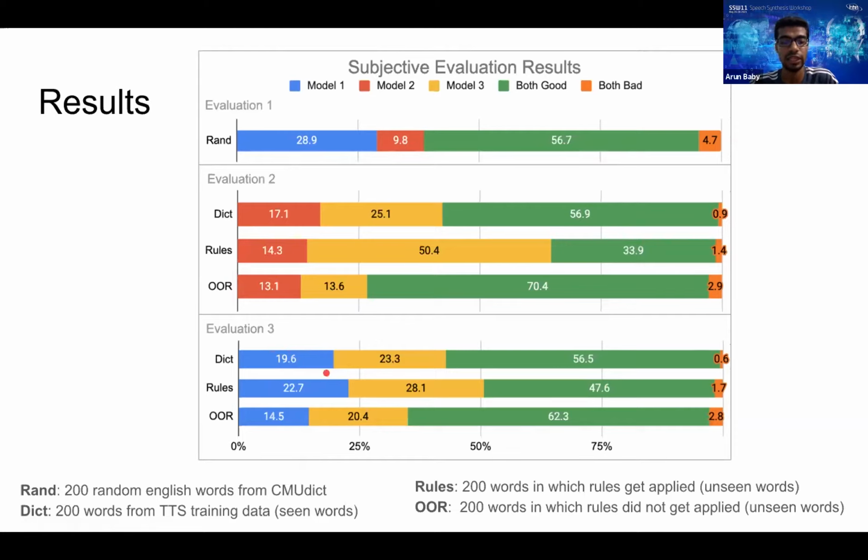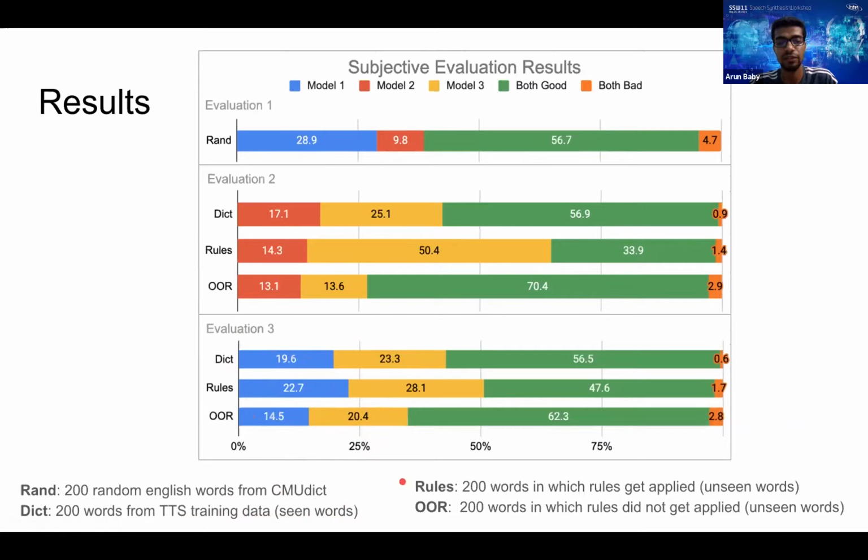Here you can see that in all cases, we are seeing around a 6% absolute improvement. There are 3 different cases here. The dict one is tested on seen words. 200 words are taken from the TTS training data itself, and we have synthesized that. There itself, we could see some improvement.